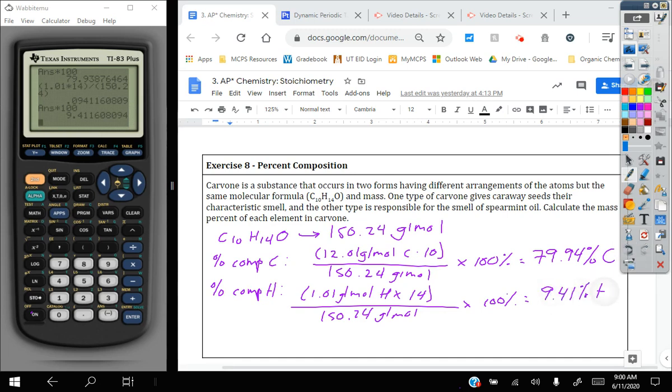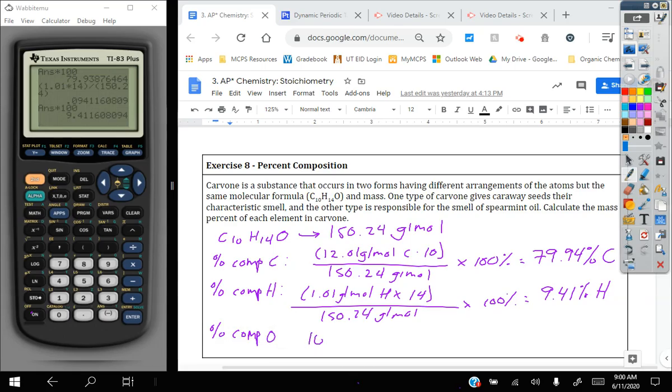9.41% hydrogen. So this is interesting to look at because even though there's more atoms of hydrogen, because it has a smaller mass, the overall percentage of hydrogen in the compound is much smaller. So only about 9% of this is hydrogen.